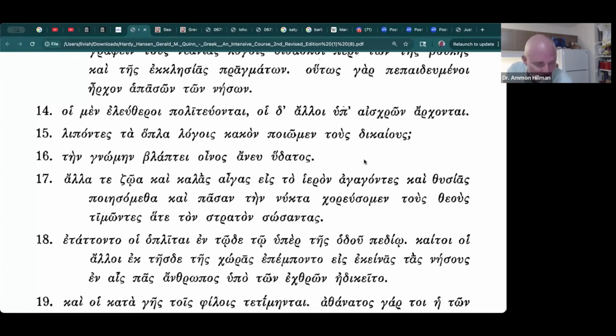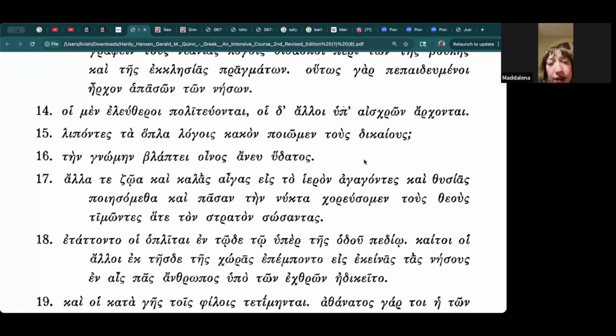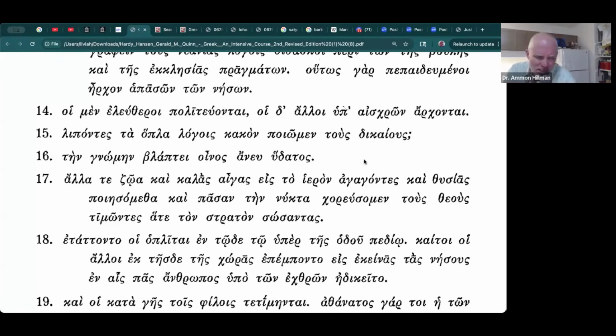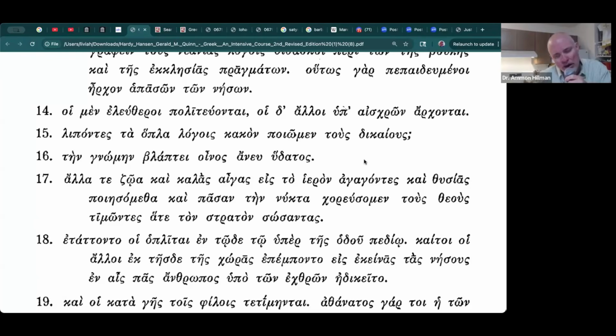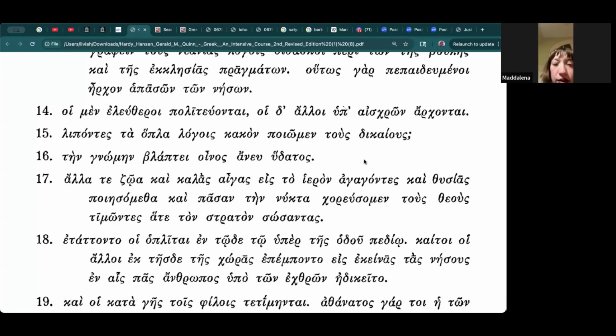Your gnome. You remember what your gnome is? Opinion, or maybe judgment here. Yeah, wine harms your judgment. And what kind of wine? It's wine aneu hudatos.